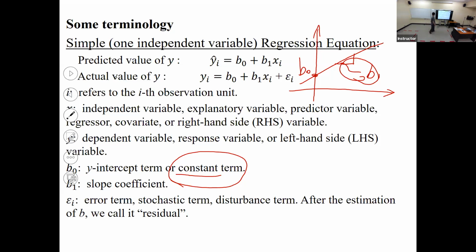So B1 coefficient, yeah, you can say slope coefficient, or you can just say coefficient. That is also fine.